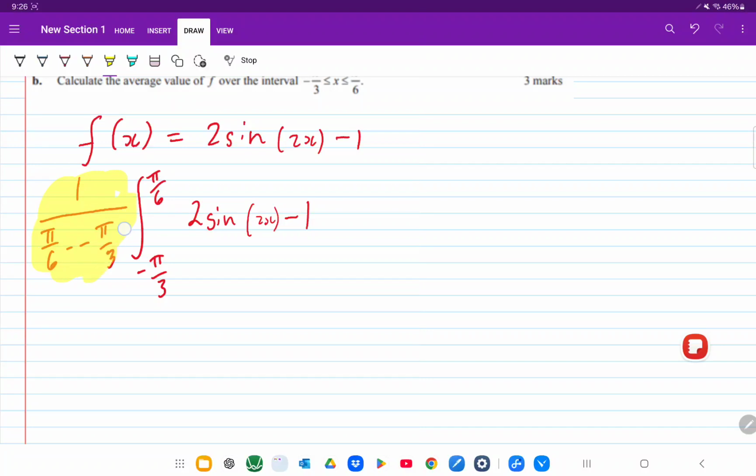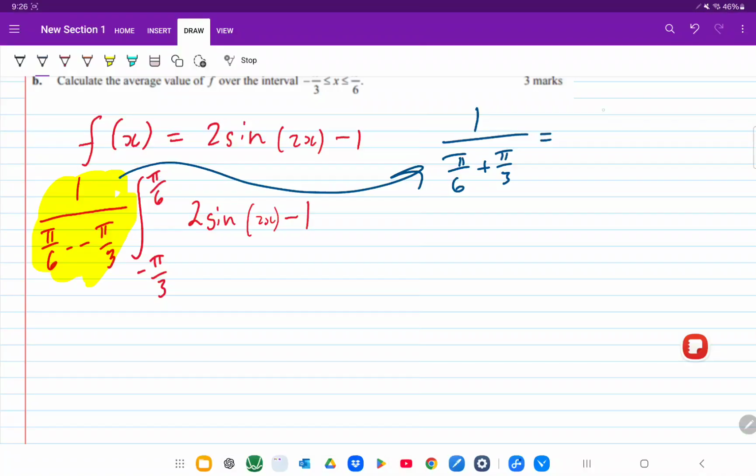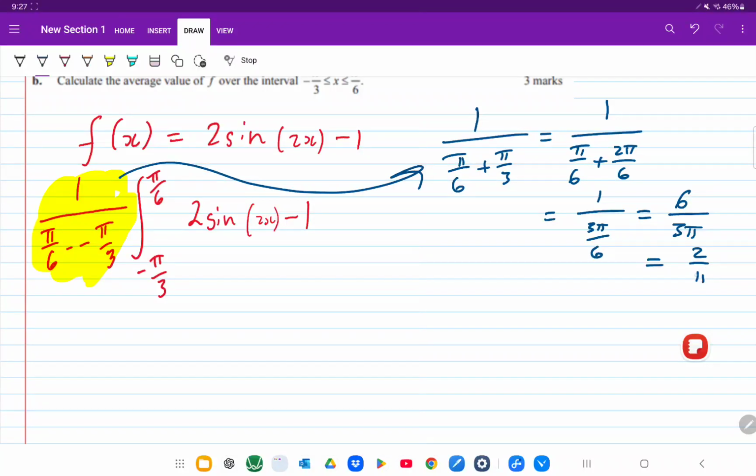We're going to calculate this yellow bit first, and if we calculate this yellow bit, we get 1 over pi on 6 plus pi on 3, which gives us 1 over pi on 6 plus 2 pi on 6, which gives us 1 over 3 pi on 6, which is the same as saying 6 on 3 pi, which is 2 on pi. Okay, so now that we've got that first section, let's work on this next section here.